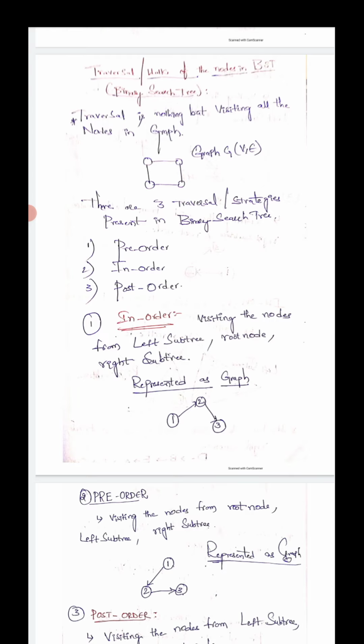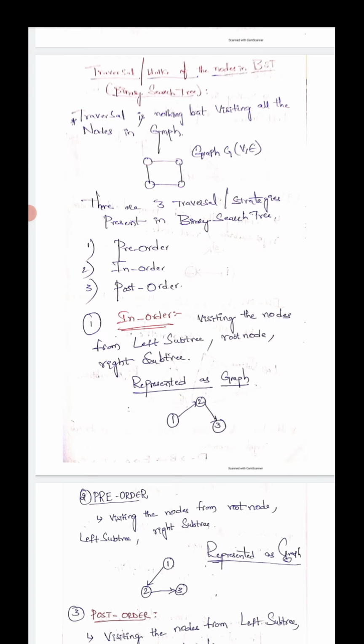Once again I have to repeat, there are three traversal strategies present in binary search trees. The first one is pre-order, second one is in order, third one is post order. Traversal means we are visiting all the nodes in a graph. A graph consists of edges and vertices.